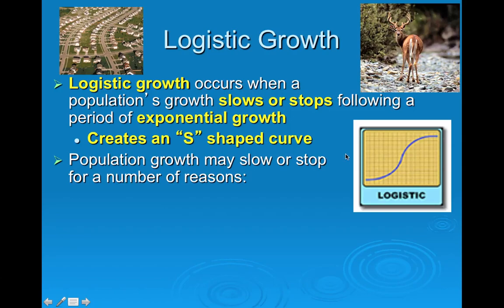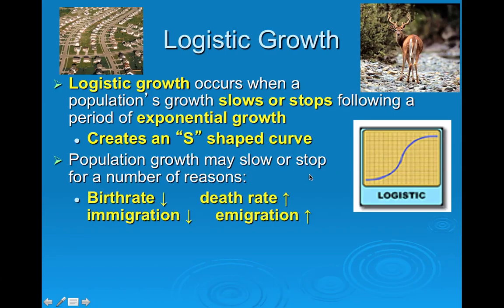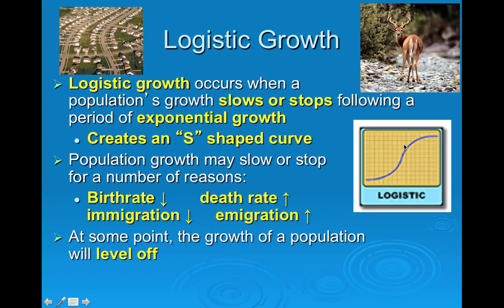So with logistic growth, your population growth may slow or stop, and this is due to a number of reasons. If your birth rate decreases and your immigration, the number of individuals coming into your population, both decrease, and your death rates increase, and the number of organisms that leave also increases, these will stop or slow down the growth of a population. At some point, you're going to have that leveling off, and that leveling off is right there.